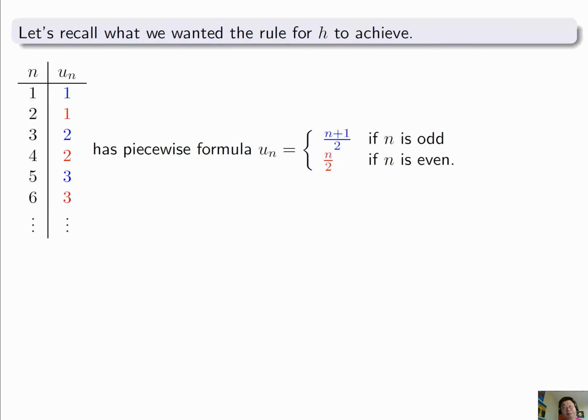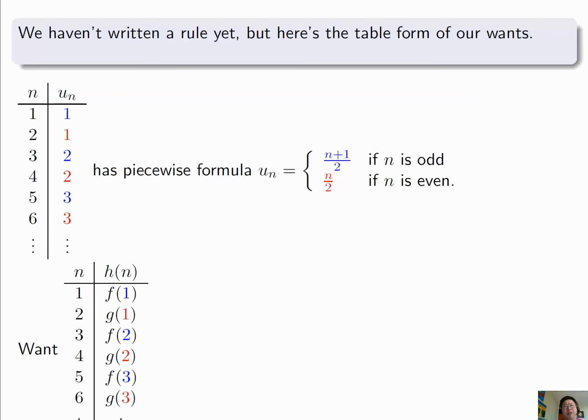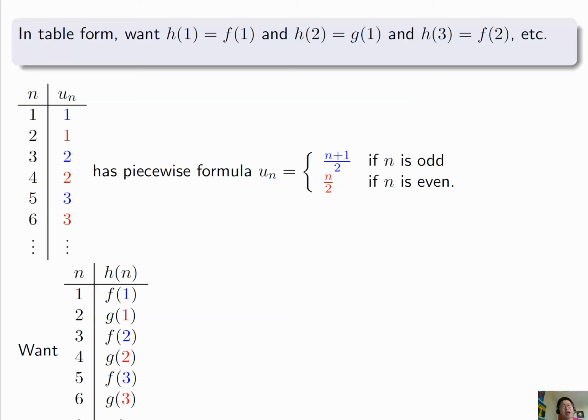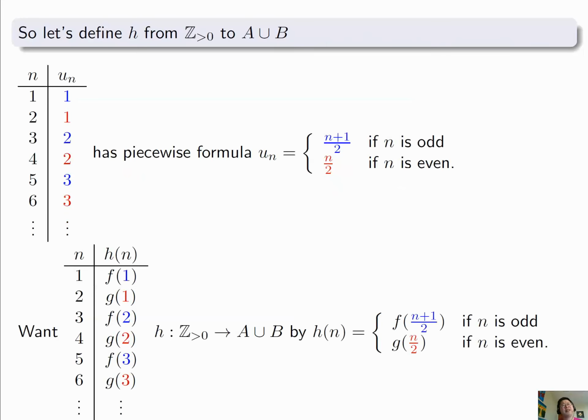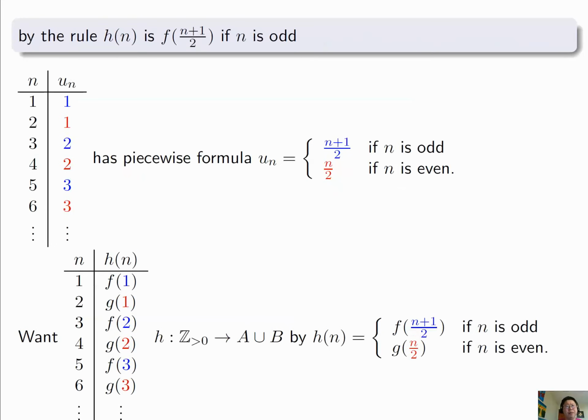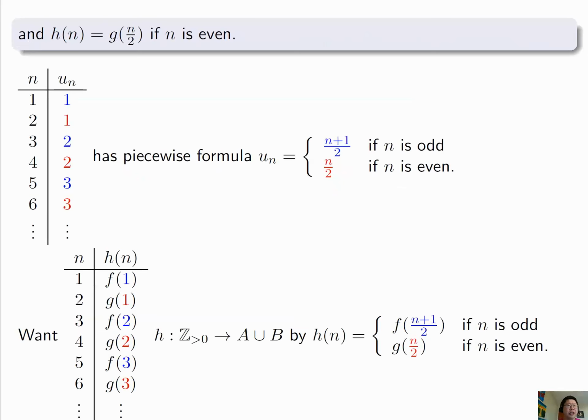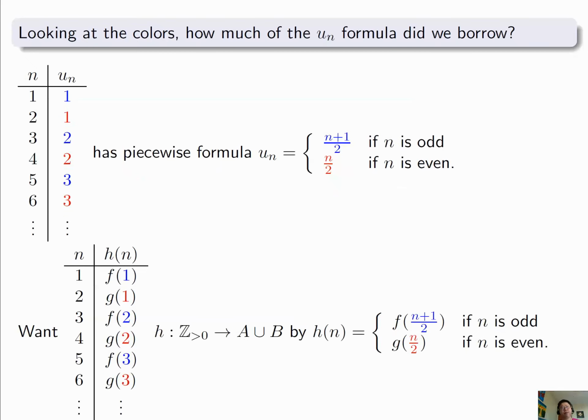only for odd n. Let's recall what we wanted the rule for H to achieve. We haven't written a rule yet, but here's a table form of our wants. In table form, we want H of 1 equals f of 1, and H of 2 equals g of 1, and H of 3 equals f of 2, etc. So let's define H from the set of positive integers to A union B by the rule H of n is f of (n plus 1) over 2 if n is odd, and H of n is g of n over 2 if n is even. Looking at the colors, how much of the u sub n formula did we borrow?